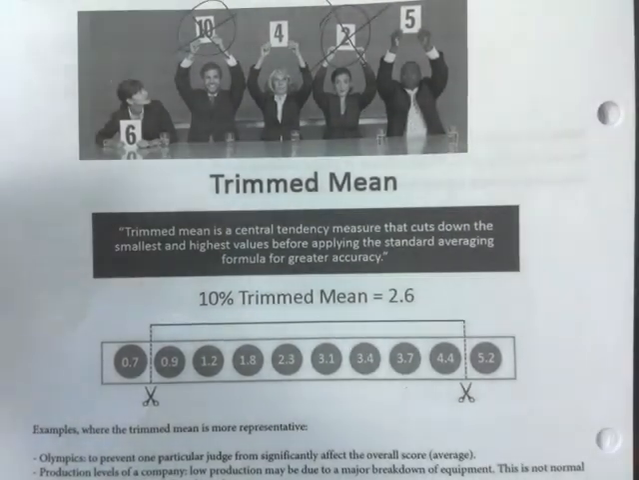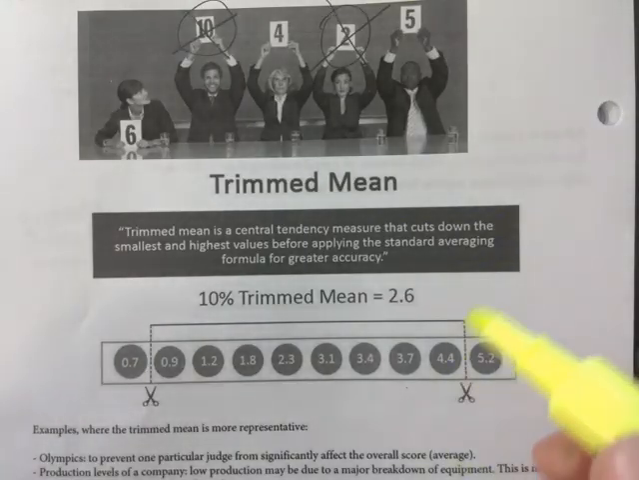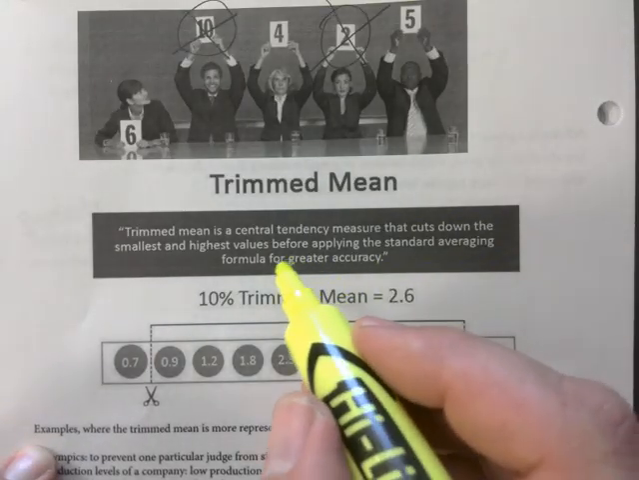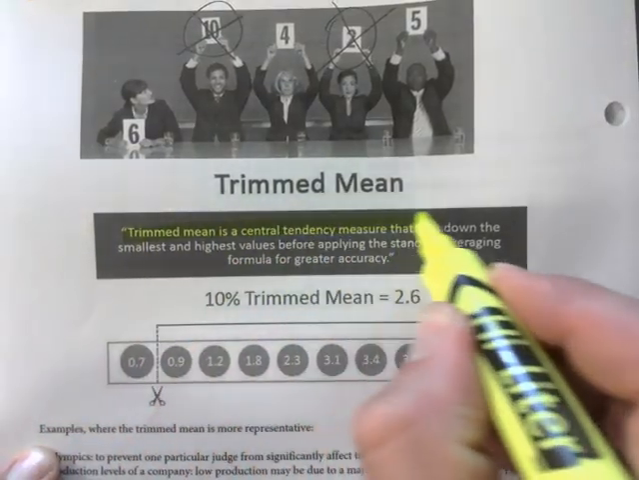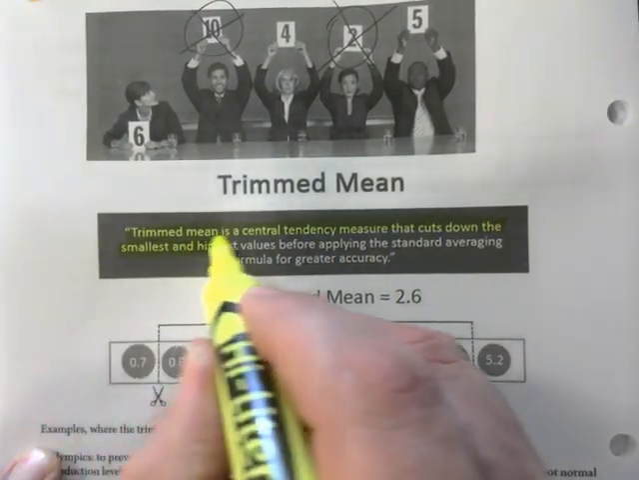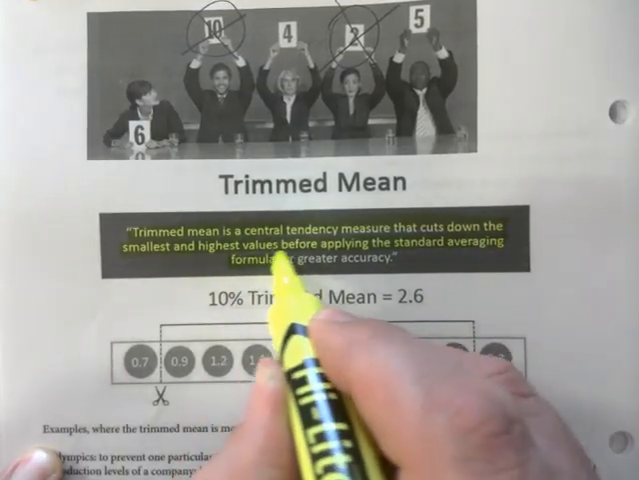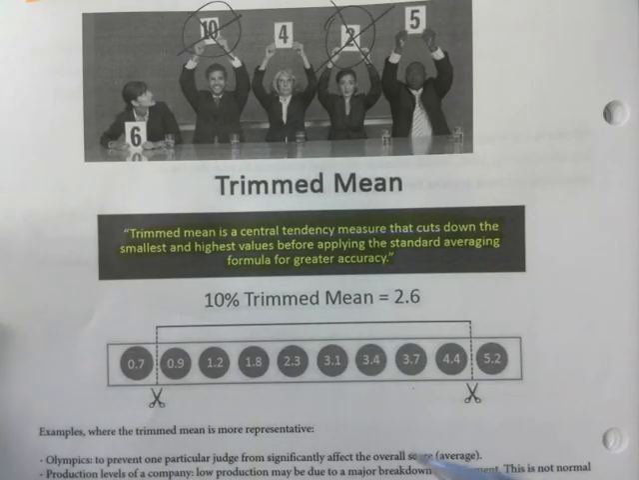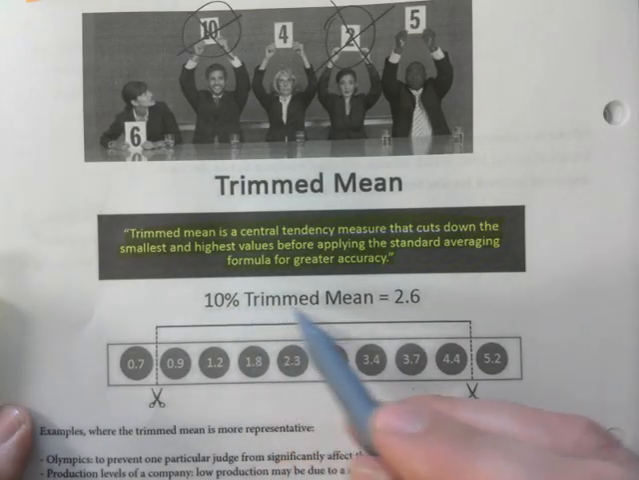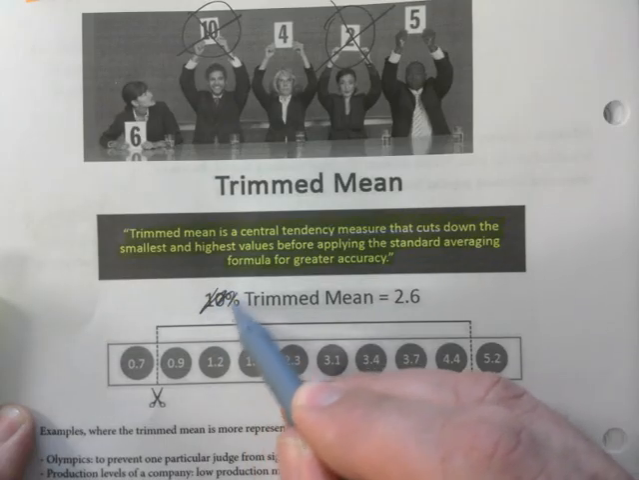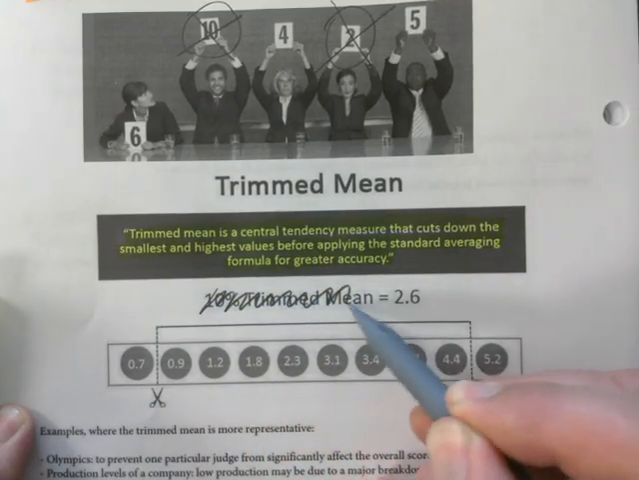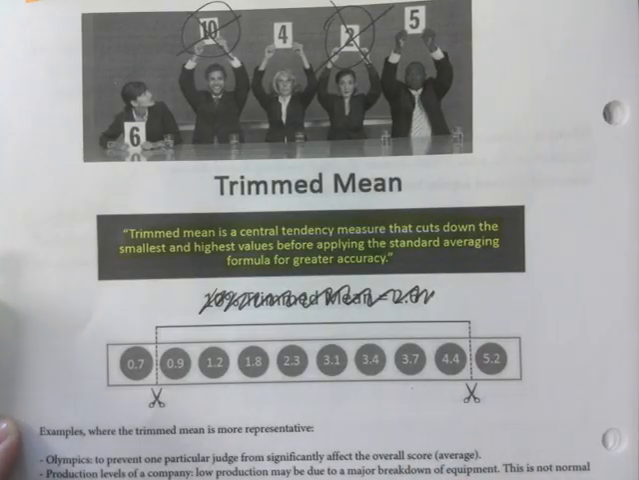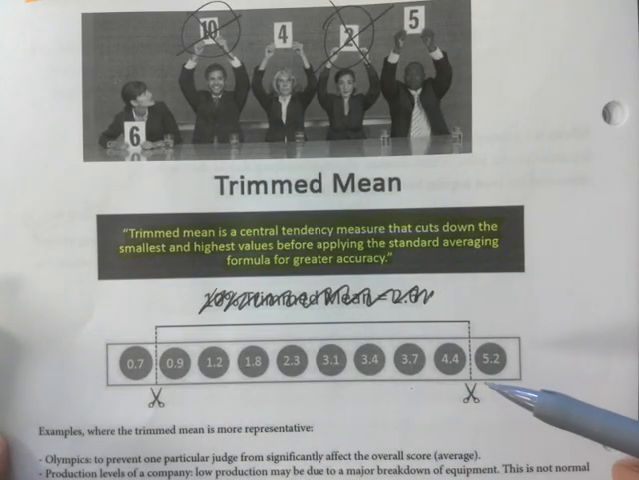And I will ask you to highlight this. Trimmed mean. This is not good, but I'm going to try anyways. It's there for greater accuracy. Greater accuracy. Can you please get rid of the 10% trimmed mean? That's a different course. We're not going to worry about that. I just wanted this image here.